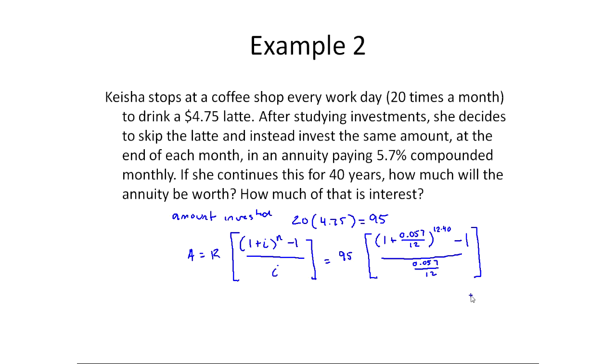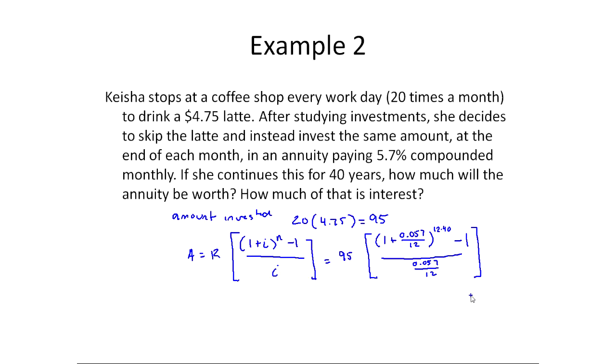So again, you should make sure you can calculate this on your calculator just fine. Again, the way I do it is I do 0.057 divided by 12, then I add the 1, then I take that to the 12 times 40th power, and I get like 9.72 or so. I'm going to subtract 1 from that and divide by 0.057 divided by 12. This essentially gives you a multiplier. And so that's 1,836.64, and I'm going to multiply that times the 95.